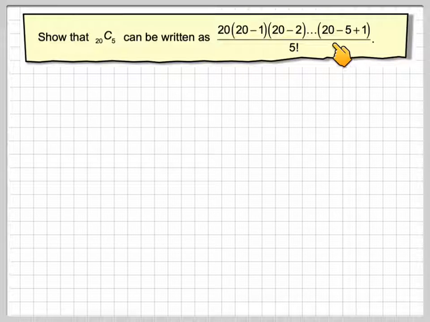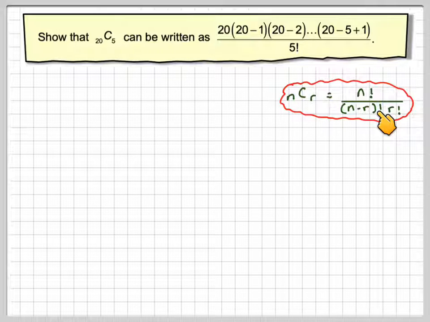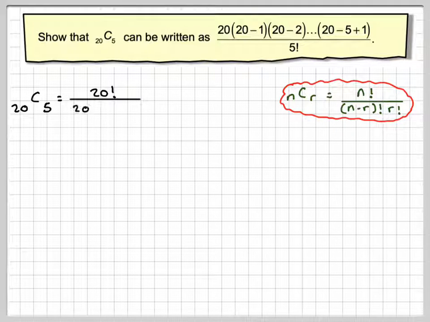Notice this last term here, 20 minus 5 plus 1, would allow us to write it in terms of the n and the r here. Because we know that nCr is n factorial over n minus r factorial times r factorial. And therefore r would be 5 in this case and n would be 20. So 20C5 will be equal to 20 factorial over 20 minus 5 factorial times 5 factorial.